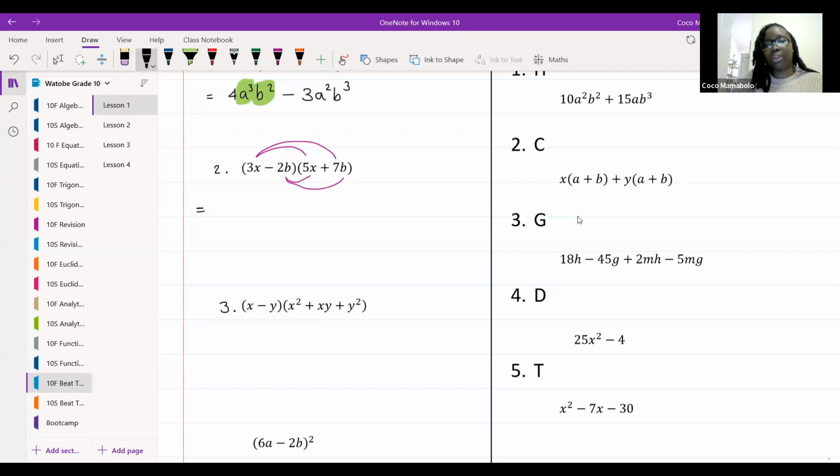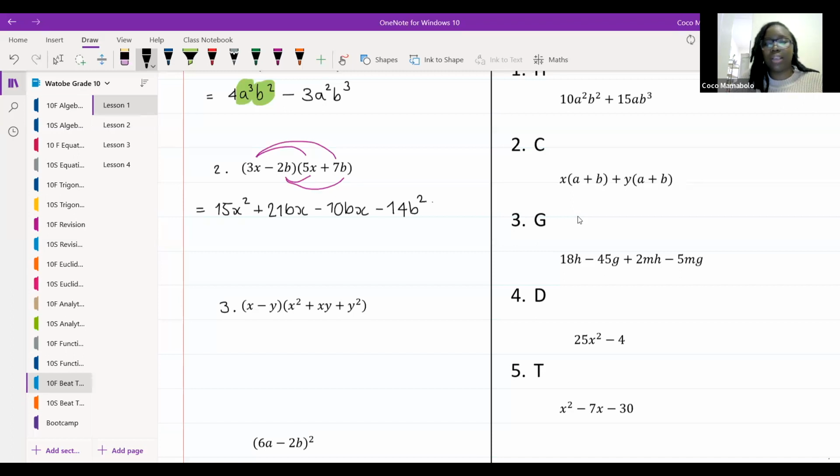So I'm going to get 3x times 5x. That's going to give me 15x squared. 3x times 7b will give me plus 21bx. Negative 2b times 5x will give me negative 10bx. And then negative 2b times 7b will give me negative 14b squared.